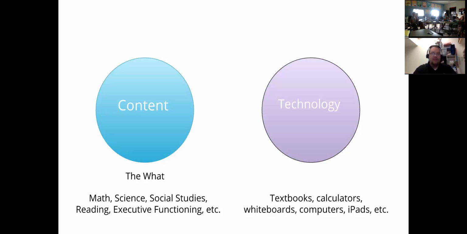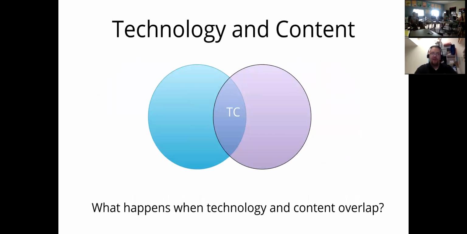So you can say textbooks are technology. Whiteboards would also be forms of technology. These are tools that you can use to help enhance the learning process or change the way the content is delivered. And you can get as high tech as iPads and Apple Watches. Who knows? You could get pretty crazy there. But what happens when you put those two together? What happens when you use those technological tools to really enhance the content?